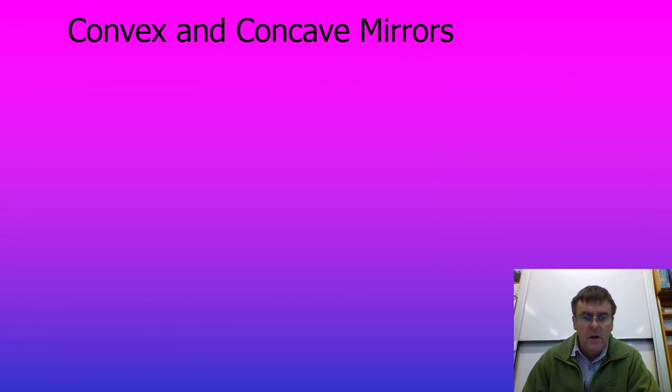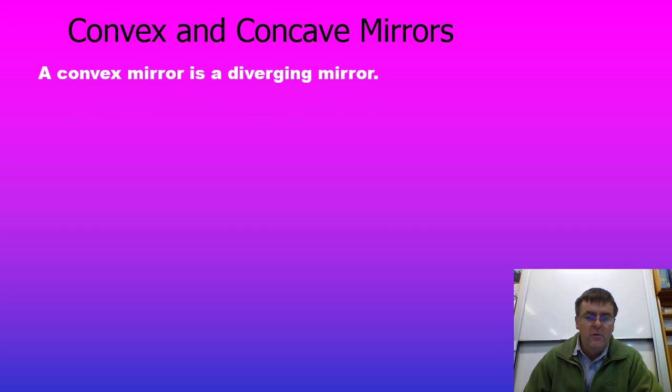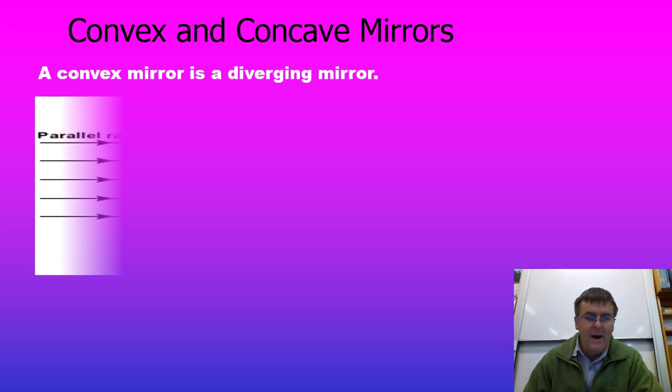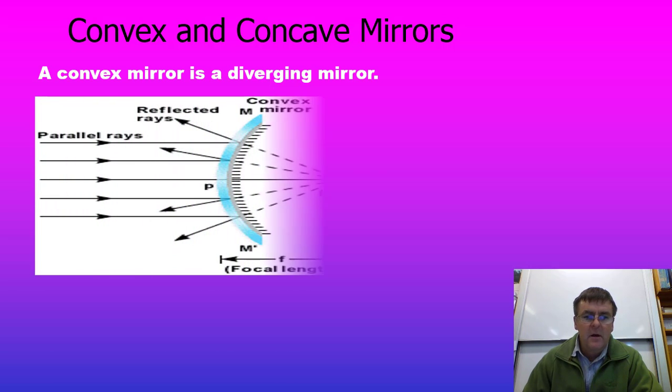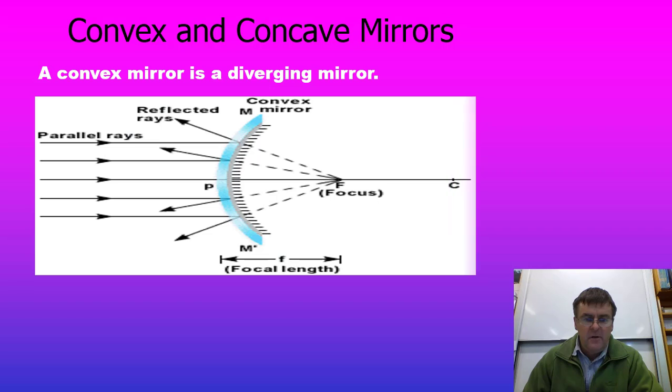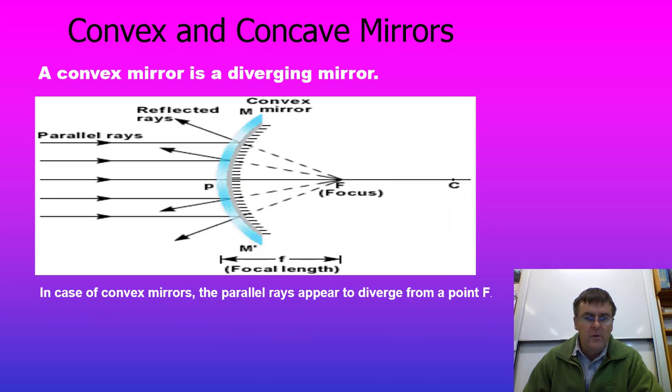Convex mirrors, same thing going on. The incident ray's angle to the normal is equal to the reflected ray's, but it's a diverging mirror. In this case, the rays spread apart. They come in, hit the mirror, and spread out. It's as if the focus is behind the mirror, and they spread out from there.